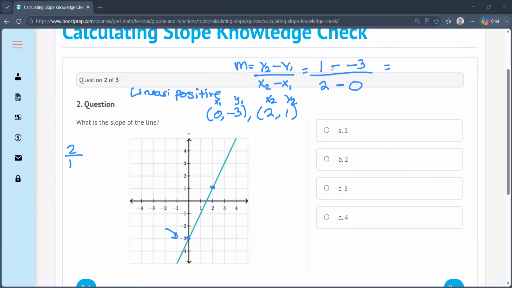And then on the top, two negatives become a positive, so that's 4. And then 2 minus 0 is 2. 4 divided by 2 is 2. So my slope is definitely 2. Okay, so that is your answer.